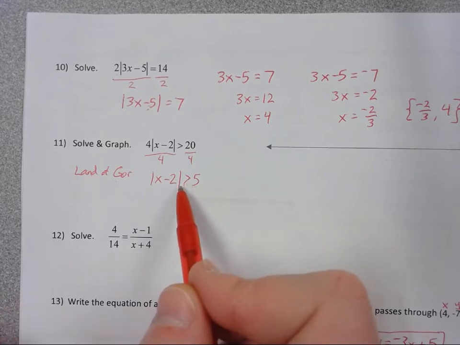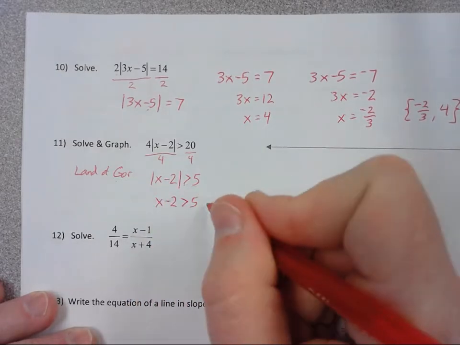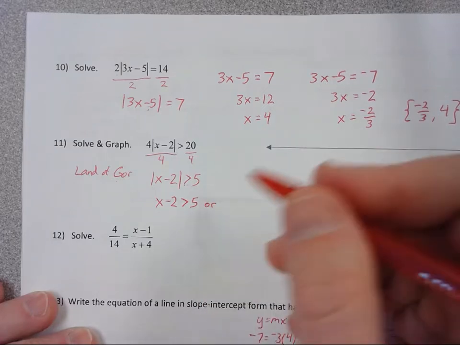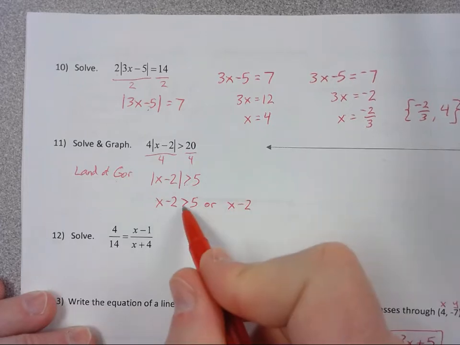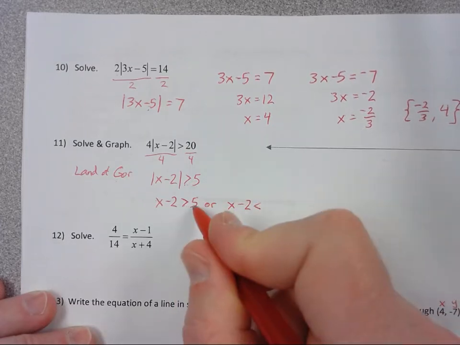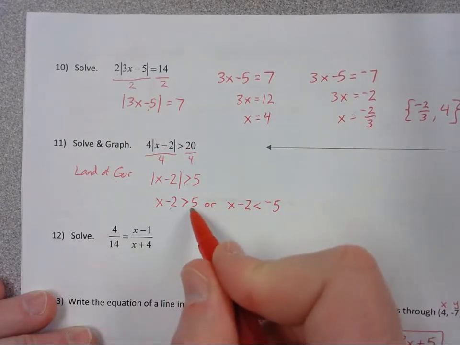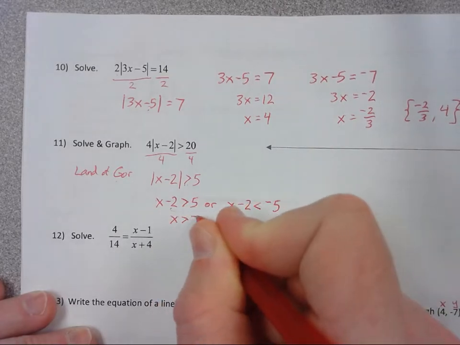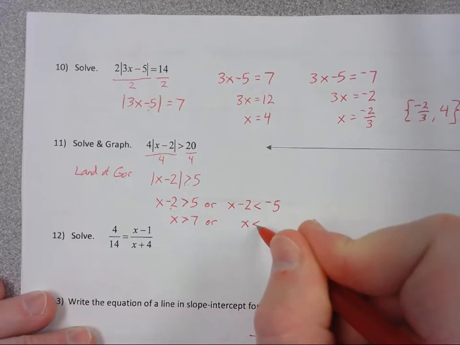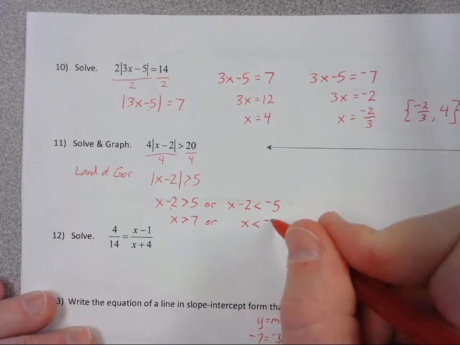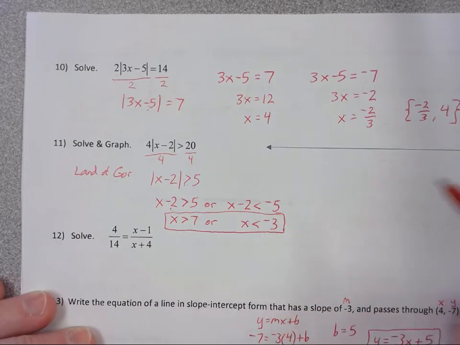Then we're going to have an OR statement. Once where x minus 2 is greater than 5, and the other one, x minus 2, we flip the inequality sign and change the sign, make this a negative. And so when we add 2 to the other side, x is greater than 7, or when we add 2 in the second one, add 2 to negative 5 to get negative 3. So x could be greater than 7, or x could be less than negative 3.